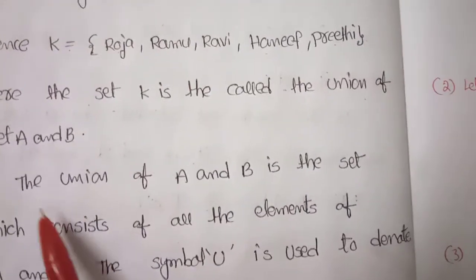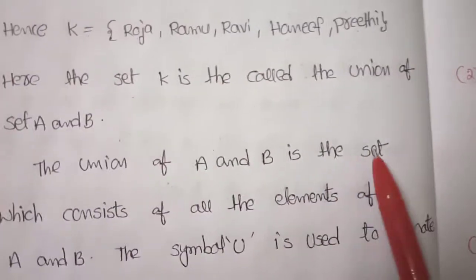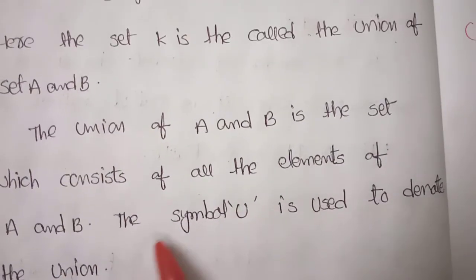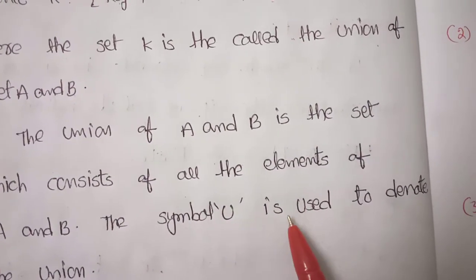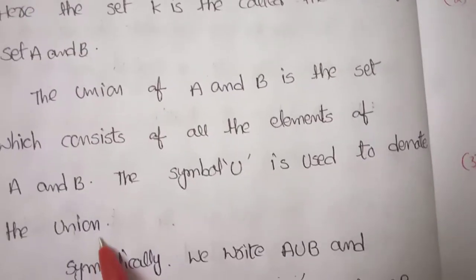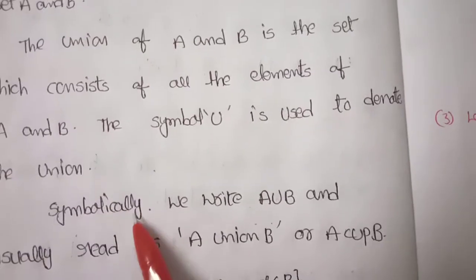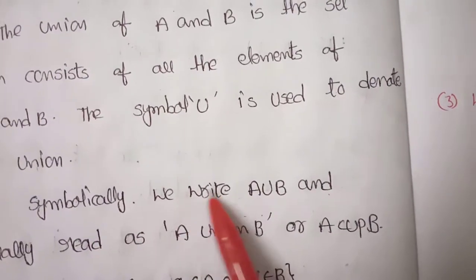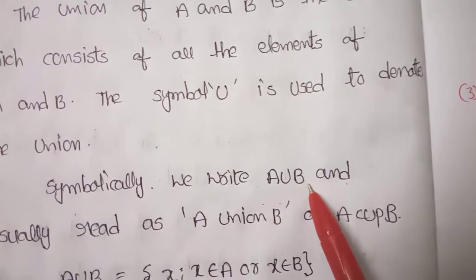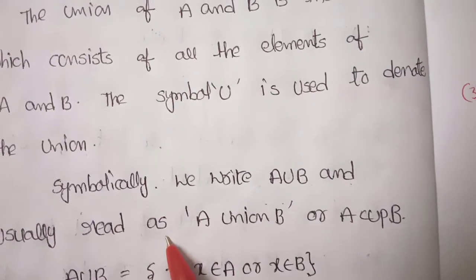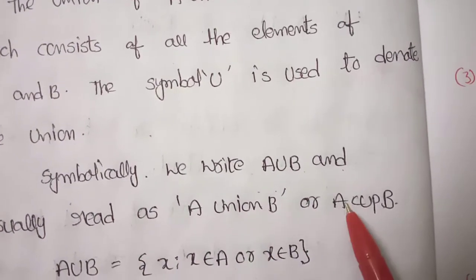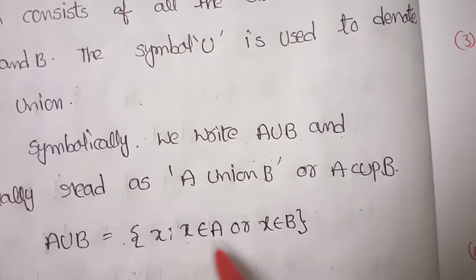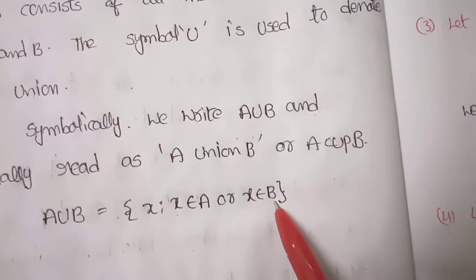Then the set K is called the union of sets A and B. The union of A and B is the set which consists of all the elements of A and B. The symbol ∪ is used to denote the union. Symbolically we write A ∪ B, usually read as A union B or A cup B. A ∪ B is equal to {x : x belongs to A or x belongs to B}.